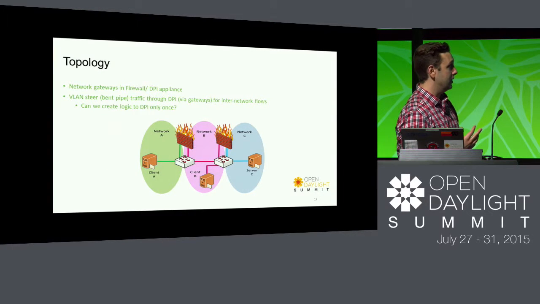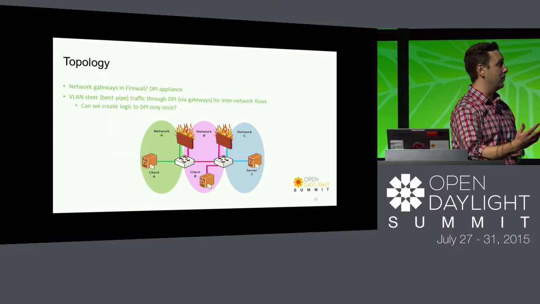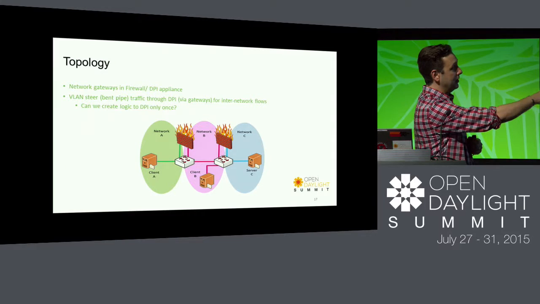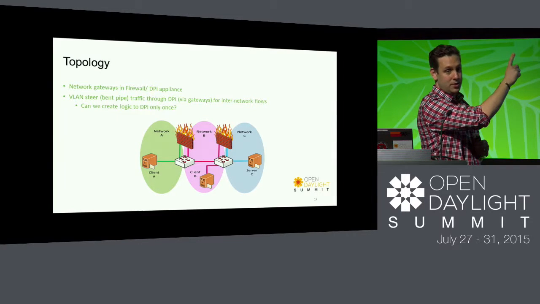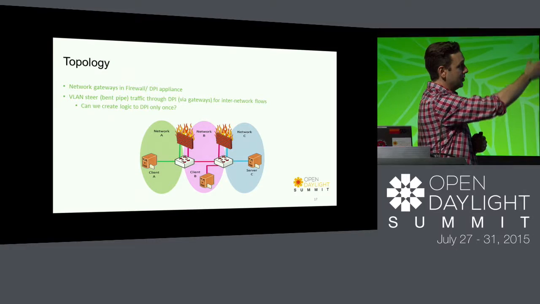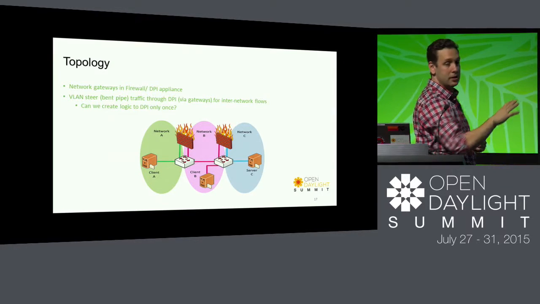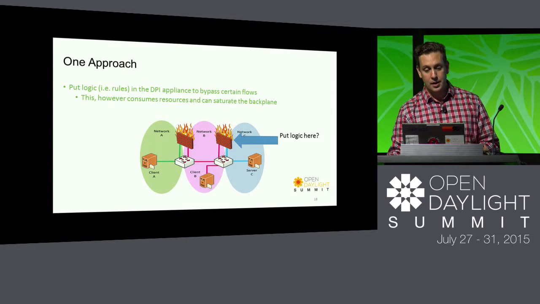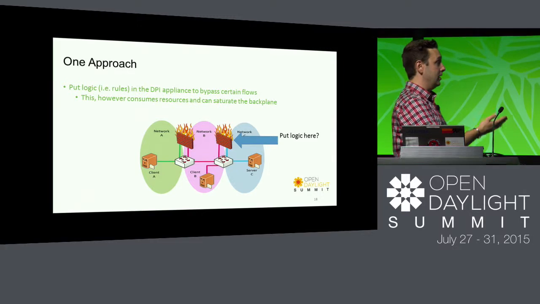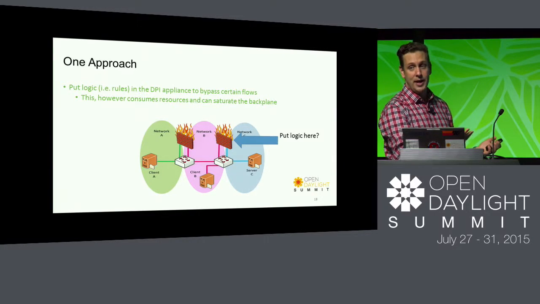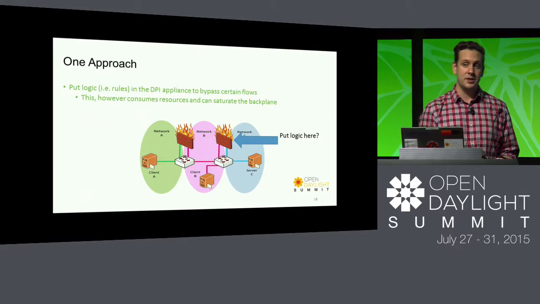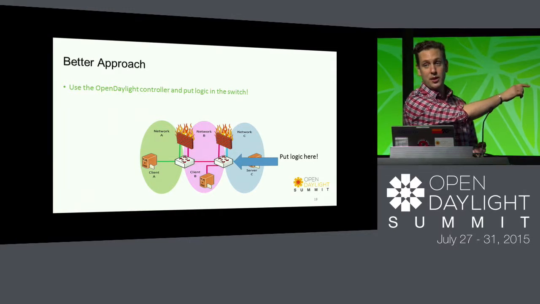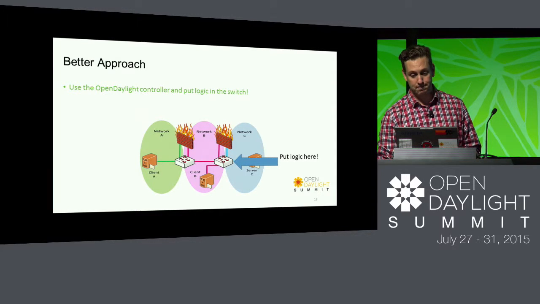The logic here, to frame the problem, is: can we get traffic from client A to client C, but only push it through that firewall once? So only one DPI, because once it's scanned, you trust the flow. You don't want to waste resources if possible. You could put the logic in the firewall and say if then bypass, but that's going to consume resources and may saturate your backplane. Is there a better way? Well, you could put the logic in the switch, and that's what I'm going to demonstrate using OpenDaylight.